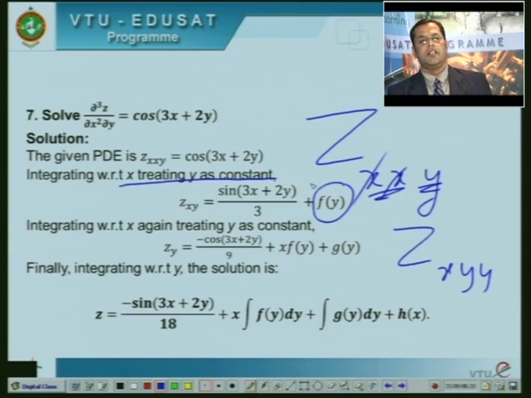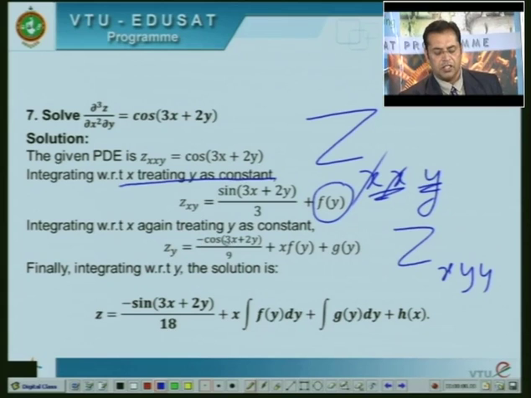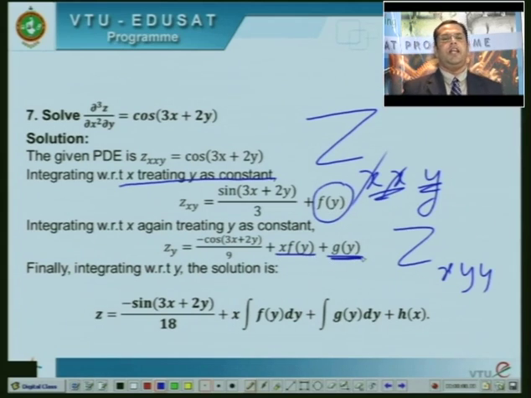Then once you come to z x y, it is the usual method. Z x y is then integrated with respect to x, which gives you z y. Integration of sin is minus cos of 3x plus 2y. Again, you are integrating with respect to x, the coefficient of x is 3. So, the 3 into 3 becomes 9. F of y is a constant with respect to x. So, keep it aside and integrate the remaining one, which will give you x f of y, and finally g of y, which is the constant of integration.